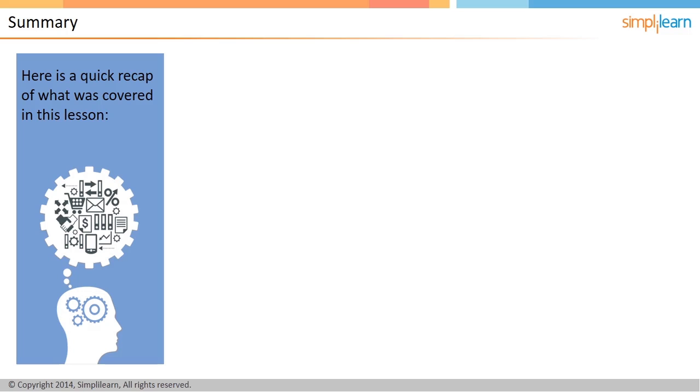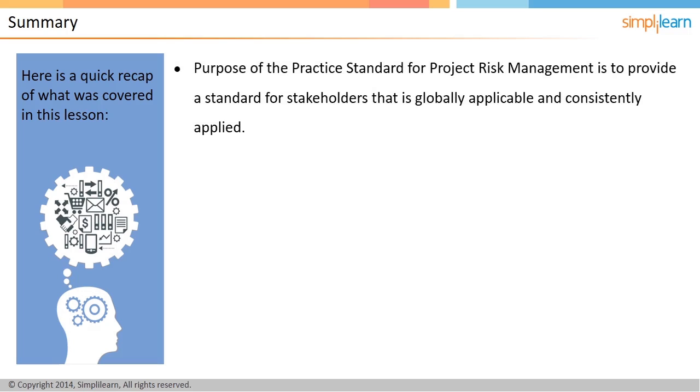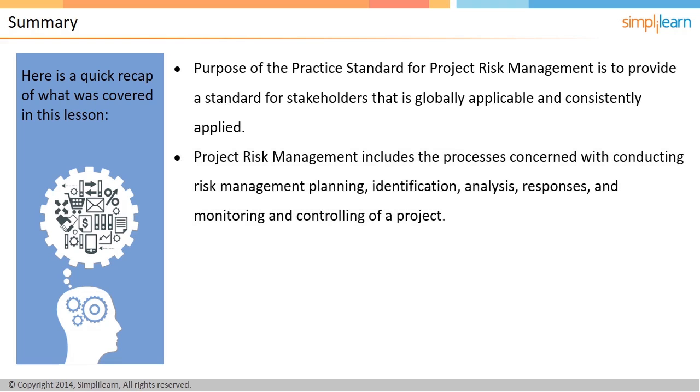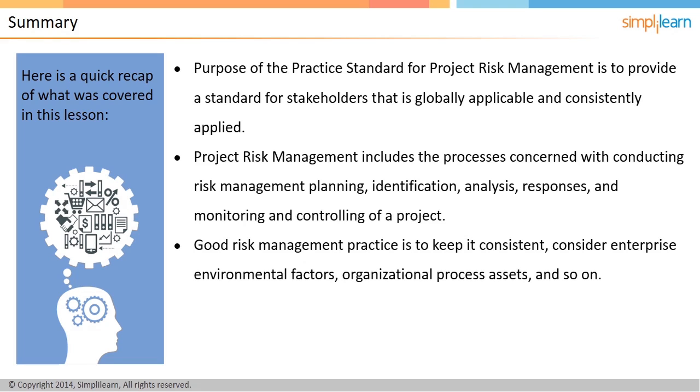Here is a quick recap of what was covered in this lesson. The purpose of the practice standard for project risk management is to provide a standard for stakeholders that is globally applicable and consistently applied. Project risk management includes the processes concerned with conducting risk management planning, identification, analysis, responses, and monitoring and controlling of a project. Good risk management practice is to keep it consistent, consider enterprise environmental factors, organizational process assets, and so on.